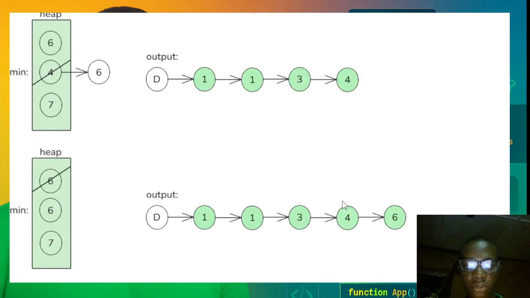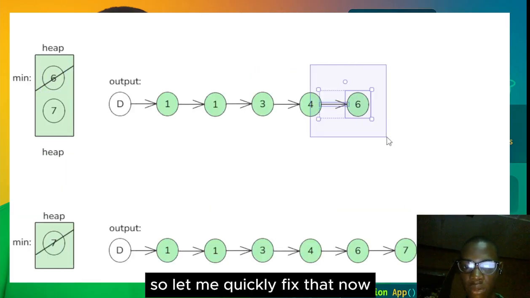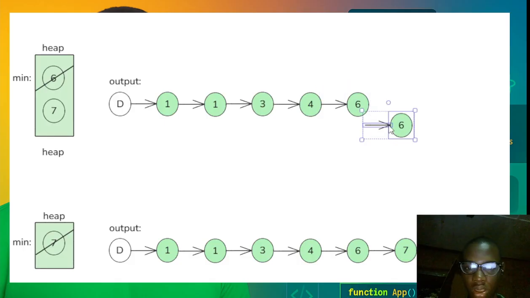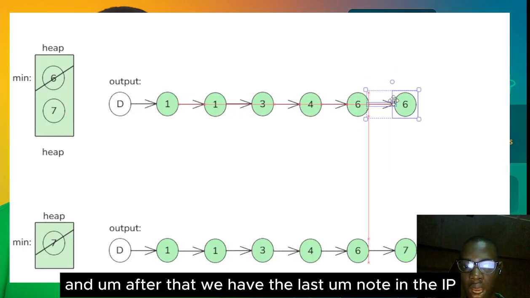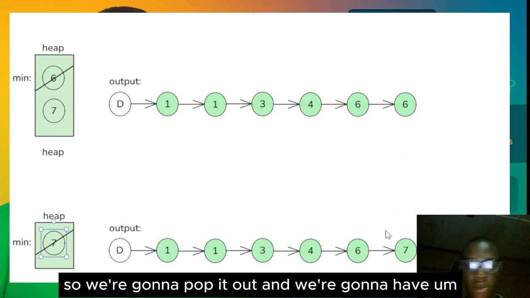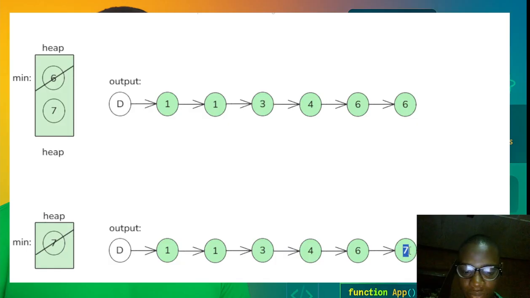Popping it out, we should have one thing right here, so let me quickly fix that now. We are going to have a node 6 right here again, and after that we have the last node in the heap, so we pop it out and we have a similar node 6 right here.